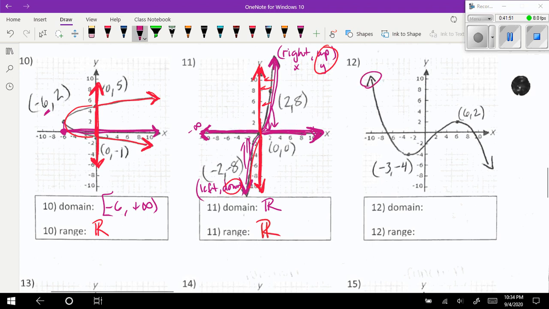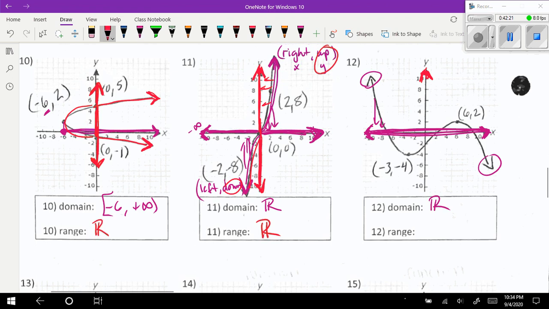Question number 12. We're looking at domain. This top arrow right here tells you left forever. And it also tells you up forever, doesn't it? See? Gives me a double concept. And this other arrow over here tells me go to the right forever. Alrighty. All these points will come down. Everything will get shaded through the whole entire x-axis, so the domain is all real numbers.